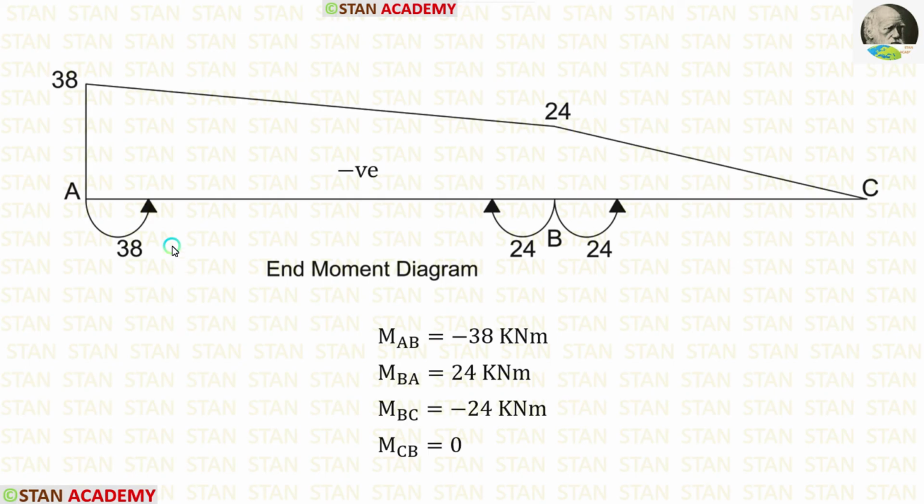If the end moment diagram comes below this line, that will be positive. If it comes above the line, that will be negative. Right now, all of the values are coming above the line. That is why it is negative.